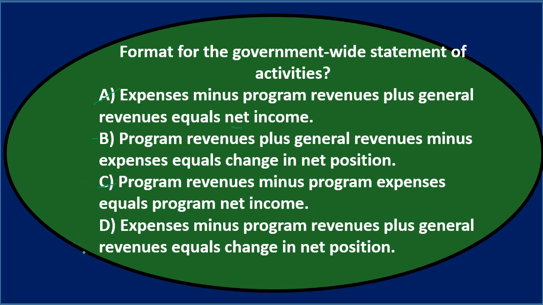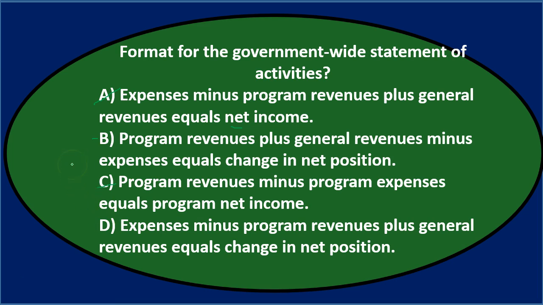Then we have D, expenses minus program revenues plus general revenues equals change in net position. So we're left with D and B, so we're going to keep D and B. Format for government-wide statement of activities, either B, program revenues plus general revenues minus expenses equals change in net position, or D, expenses minus program revenues plus general revenues equals change in net position.